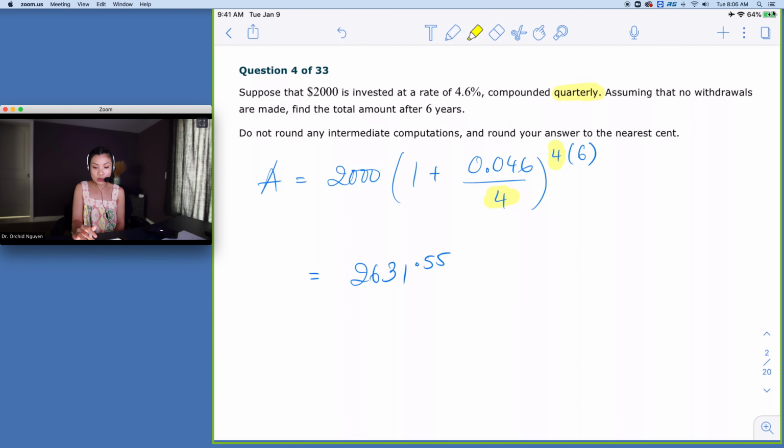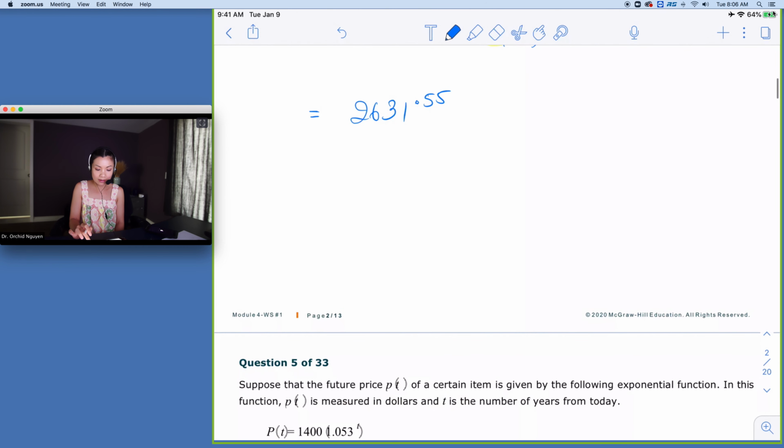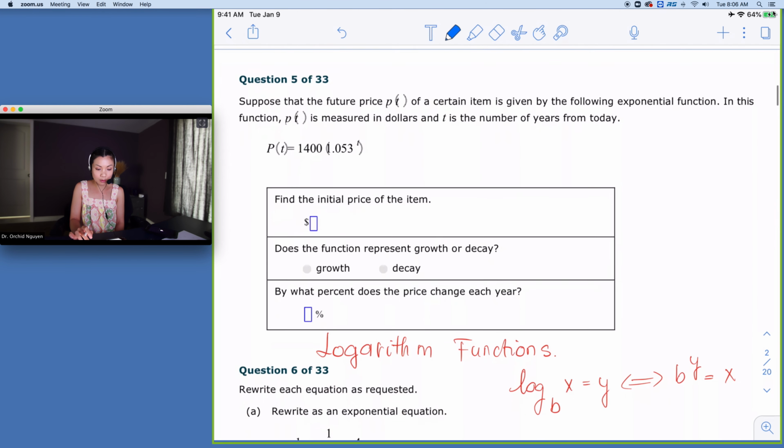Notice that when you use your calculator, make sure you make this into 24 before you use your calculator. If you use a good scientific calculator, you probably can punch it in. But if your calculator is not that great and you don't see everything on the screen, make sure you follow the order of operation.